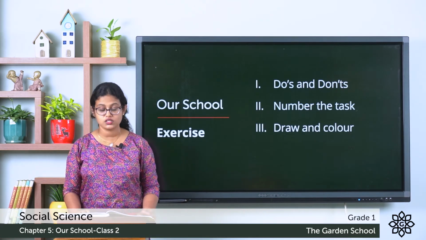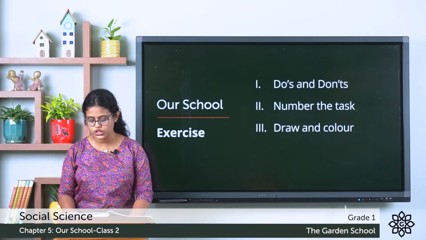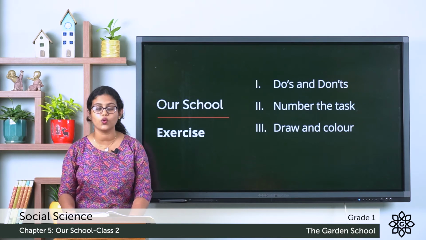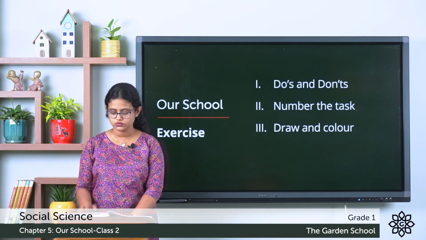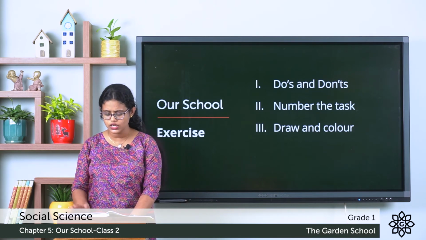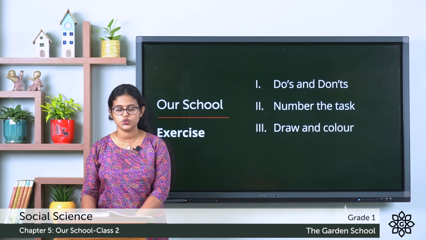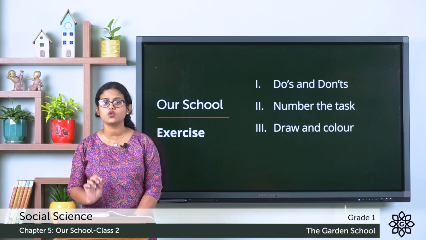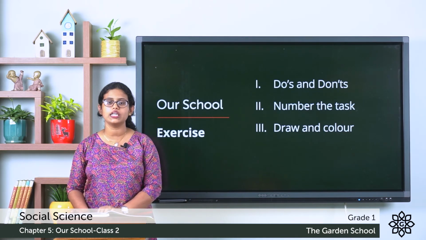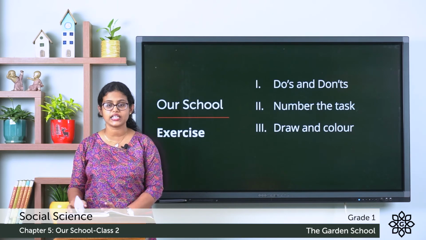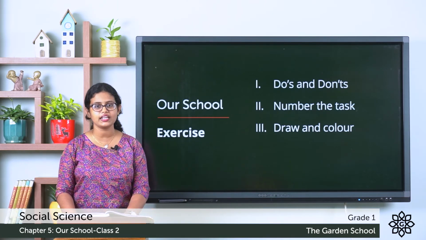The next one is draw and color one object that is found in each of the following places in the school. The different places are given: art room, playground, canteen. What you need to do is draw and color one object that is found in each room. So this is an activity for you. You can do this as an activity.